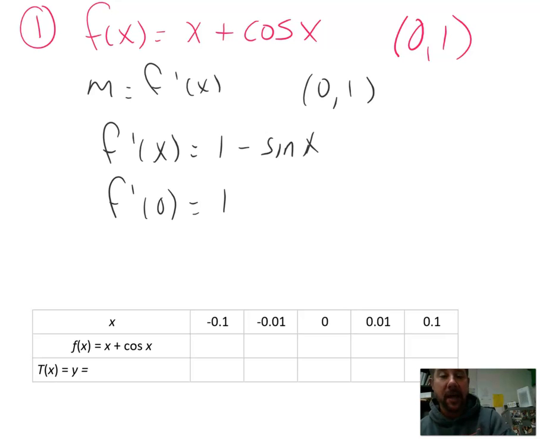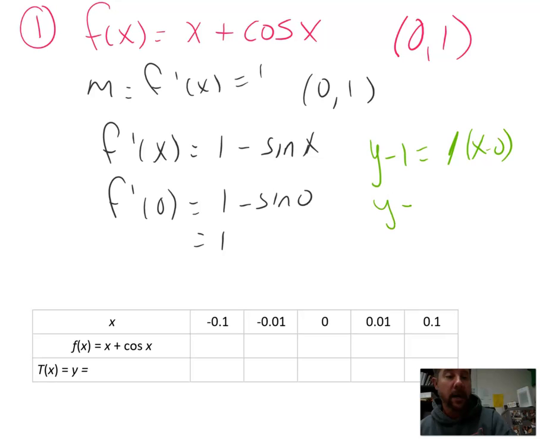See, there's all stuff I can do without a calculator. Sine of 0 is 0, so I just get 1. So the slope is 1. The point is (0, 1). So the equation of the tangent line would be y minus 1 equals 1 times x minus 0, or y minus 1 equals x, or y equals x plus 1. That is my tangent line at 0.